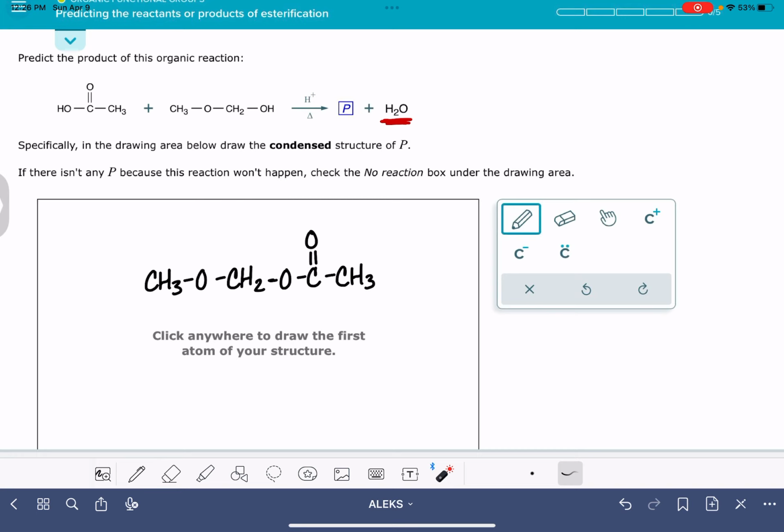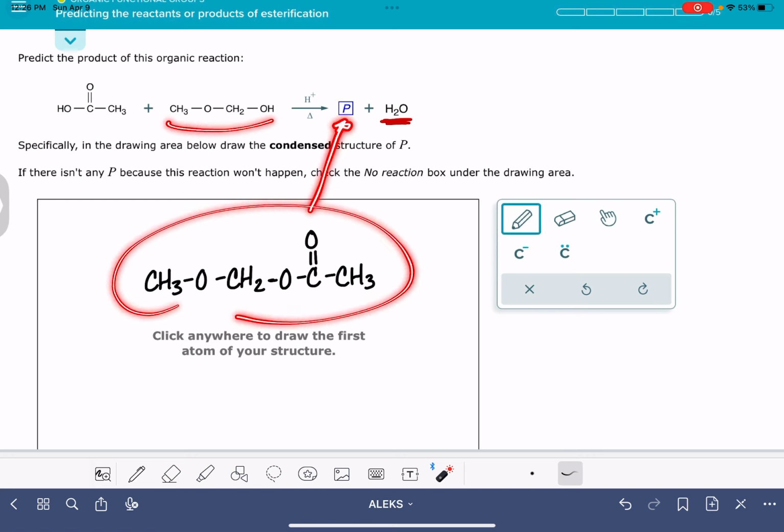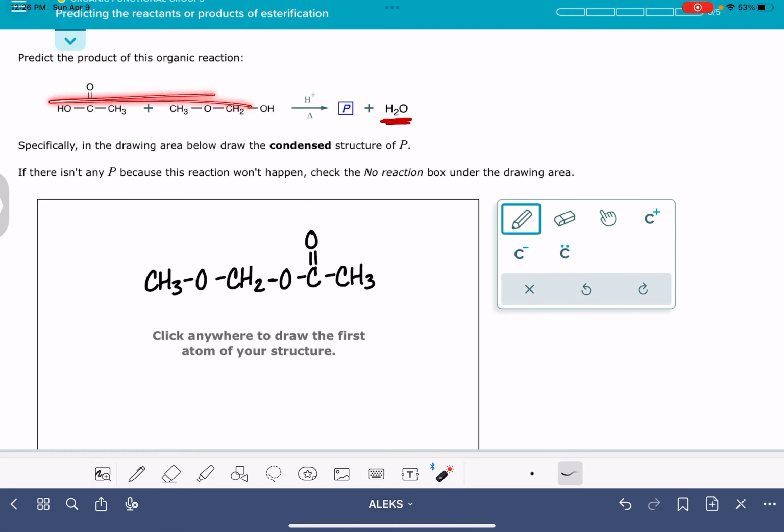Now, the other version of the problem is that it provides you with this product and it asks you to predict the reactant. So it does not give you the stuff over here on this side. You have to come up with that yourself. If you get that version of the problem, if you're given this right here, then you're going to start by finding that ester functional group. There it is, right there.